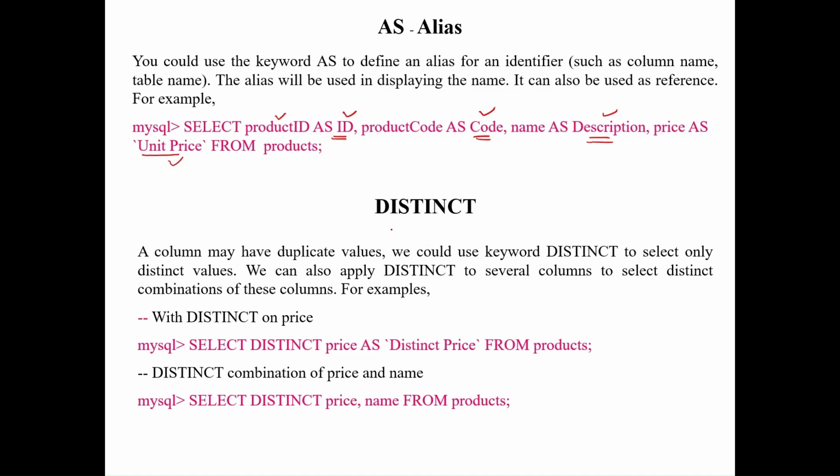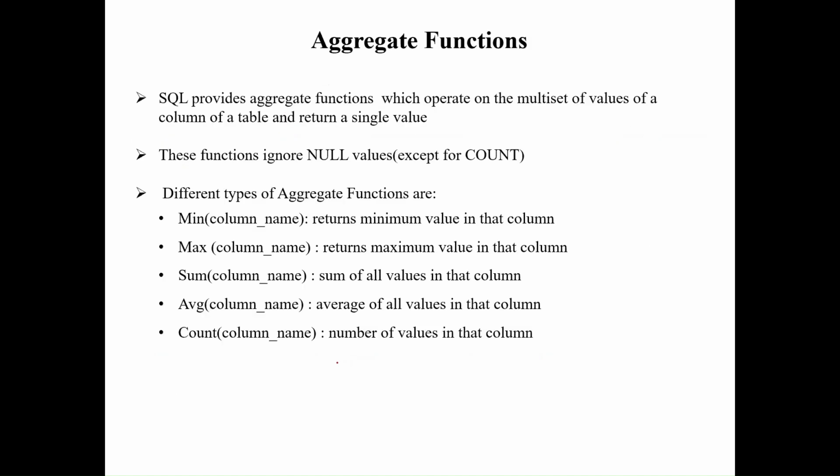The next keyword is the distinct keyword. It is used to select the data with a distinct value. Select distinct price as distinct price from the product. When the data is repeated, you can see the single value for a particular data in the particular column.